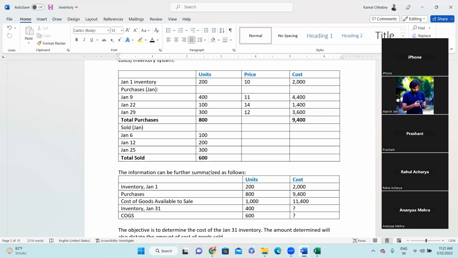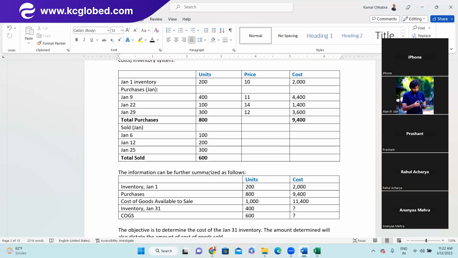200 units of opening at 10, 2000, and then 200 units at 11. How much is it? 2200. So 4200 is inventory, right? Right sir, sorry. So how much is the COGS? 7200. 7200, right? Everyone on the same page?